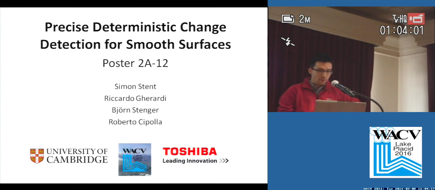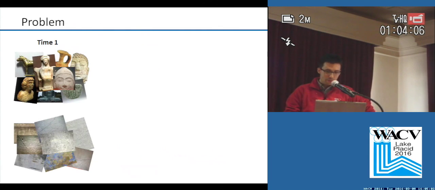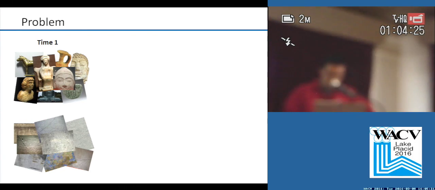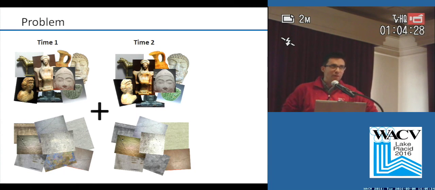layers. This is joint work between University of Cambridge and Toshiba in the UK. So to motivate the problem, suppose somebody one day sends you a data set which is full of images. They may be, for example, artifacts from a museum, or images of concrete surfaces from a tunnel or from a dam or a motorway or something. And then later on in time, a few months or years later, they send you another set of images of the same scenes, which may be roughly registered but not precisely, taken under different illumination conditions, taken with different cameras.